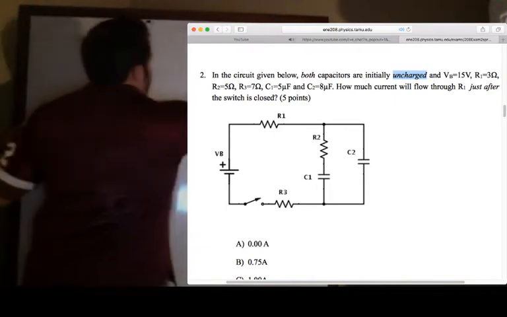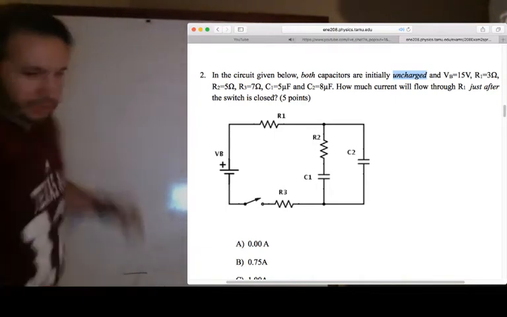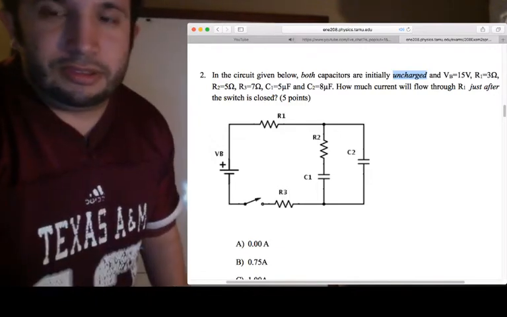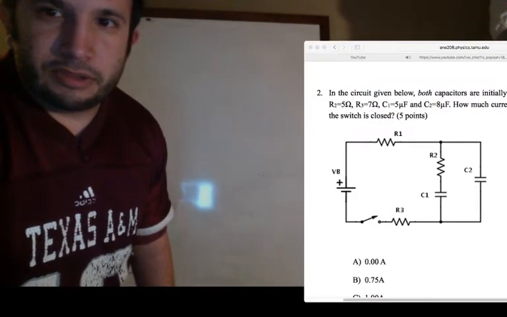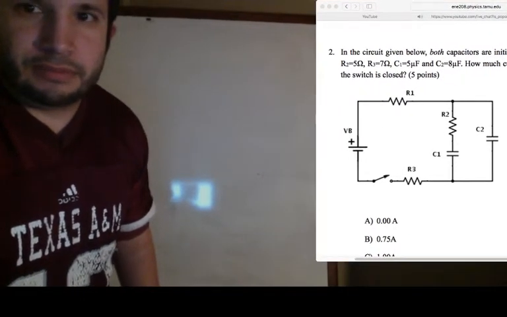So let me sketch out the circuit for y'all. Then I'm going to move this guy out of the way. Okay, let's see. That'll be our circuit. I think that'll be good.